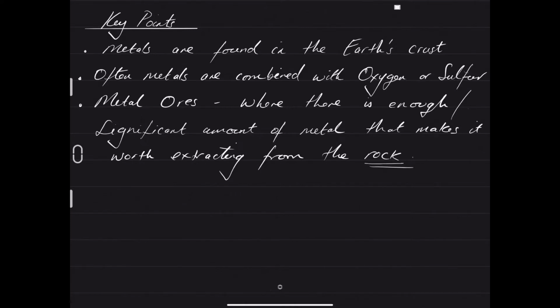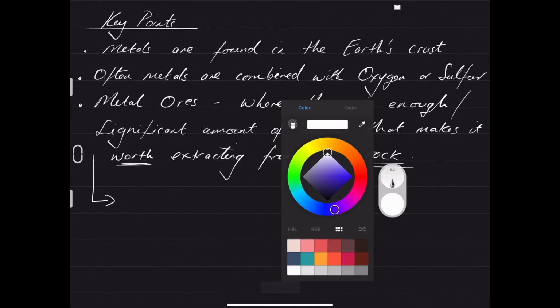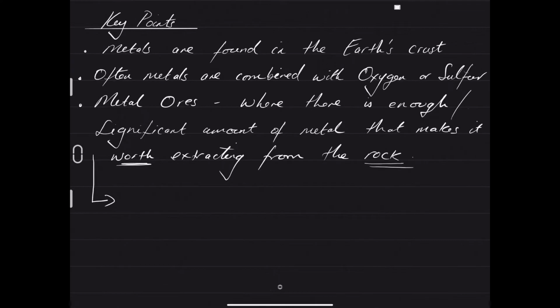Now, the point of determining if it's economically worthwhile, there are 3 points to consider. One is, how easy is it to extract from the ore? So this next bullet point leads on from the last one. So I'm just going to put it in a slightly different color. So there are 3 considerations to look at before we decide if a metal ore is, if a metal is worth extracting, if it's worthwhile extracting.